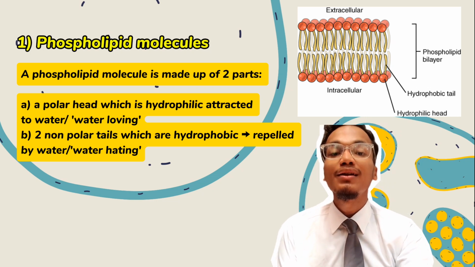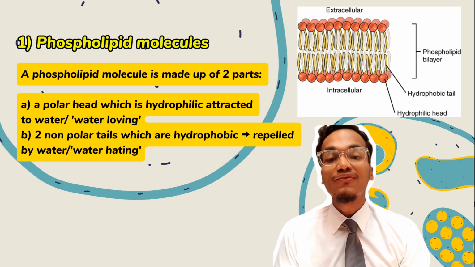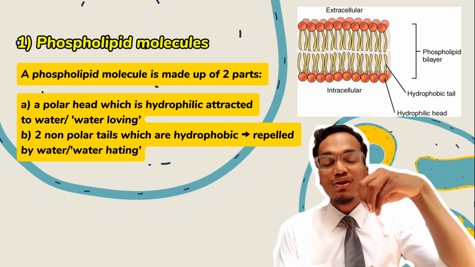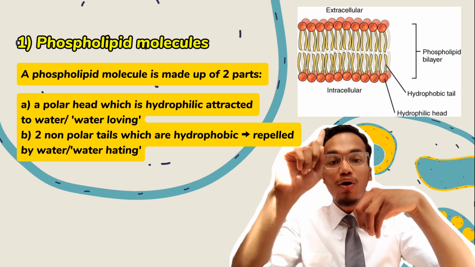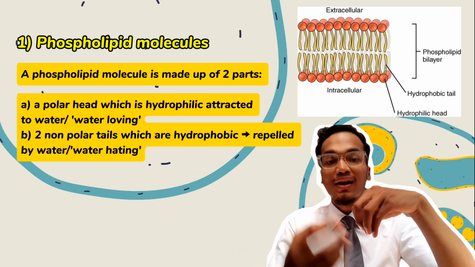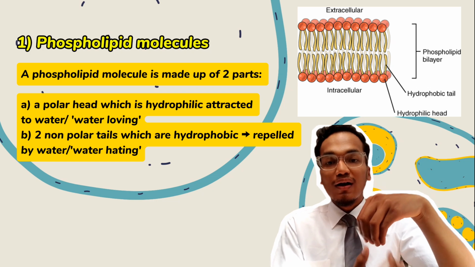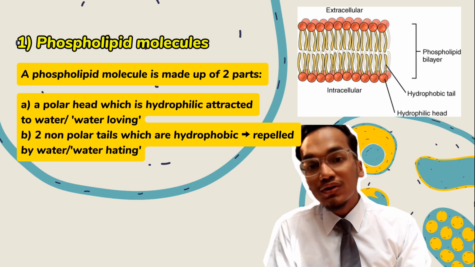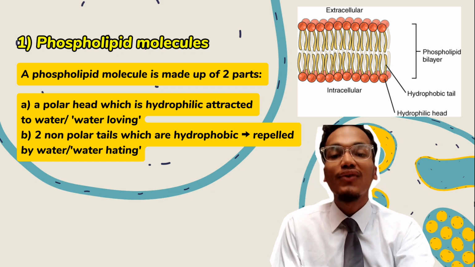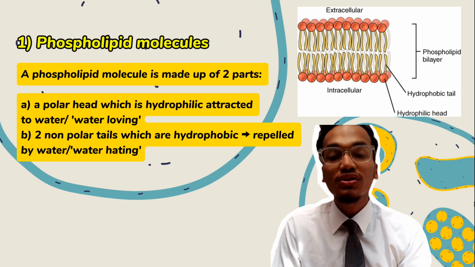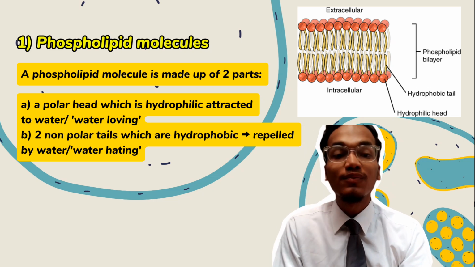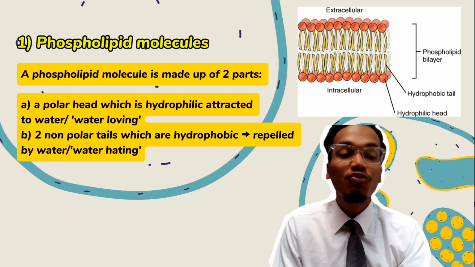In the plasma membrane, phospholipids arrange themselves into a bilayer. Hydrophilic heads face outward towards the water, while the hydrophobic tails face inward away from water. This arrangement forms a flexible yet stable barrier that protects the cell and controls the movement of substances in and out of the cell.